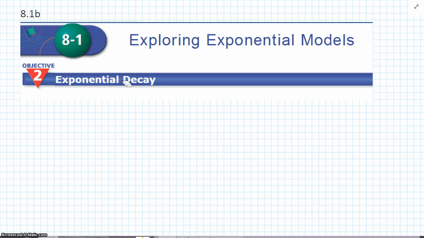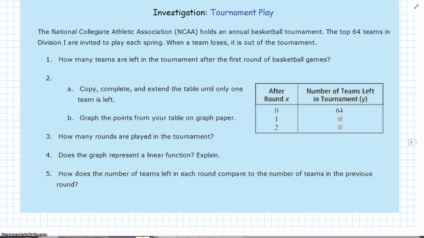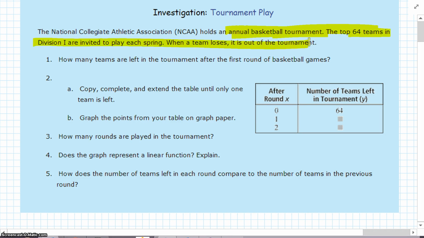8.1 Objective 2. This section we're going to talk about exponential decay. So let's look. The NCAA holds the annual March Madness basketball tournament. The top 64 teams in Division I are invited to play each spring. When a team loses, it's out. So let's look. When we've played no games, 64 teams are in.